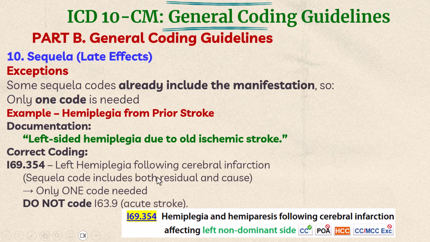So you can see the real code here. It says hemiplegia and hemiparesis following cerebral infarction. So it includes the current and the late effects both in one code.